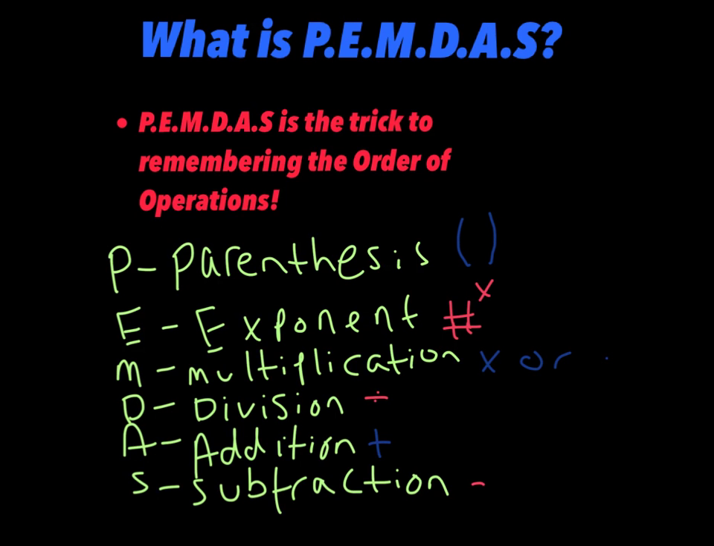Now the trick with this is that each of these letters stands for something. As you can see in the slide, P stands for parentheses, E stands for exponent, M stands for multiplication, D stands for division, A stands for addition, and S stands for subtraction. Now, pay close attention to the order of these, because that is the order that you will be performing an equation. So, parentheses will go first, followed by the exponent, followed by multiplication, followed by division, followed by addition, and then lastly followed by subtraction.